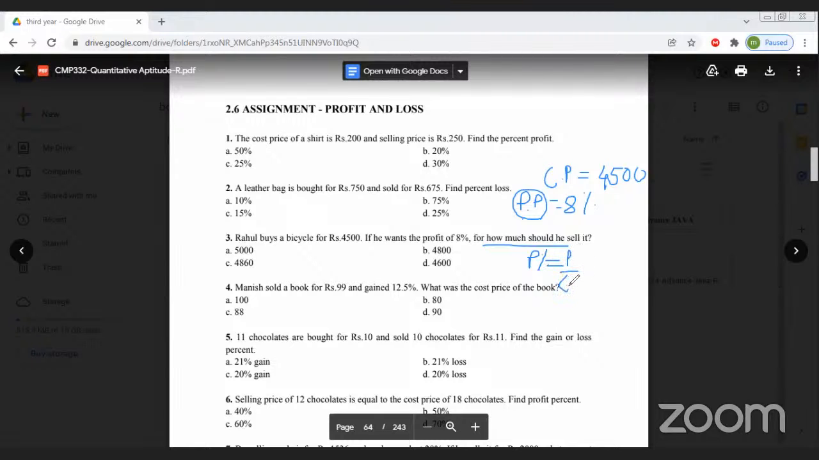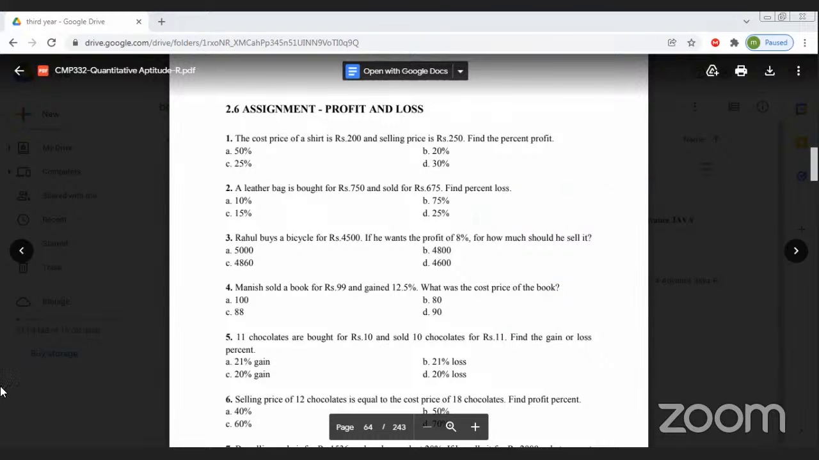P upon CP into 100. So obviously you're going to get P over here. So it will be 8, and over here CP is 4500, upon 100. So you're going to get the profit. And afterwards, from profit, you know profit means SP minus CP. And then you will get the value of SP. This is how you need to solve it.